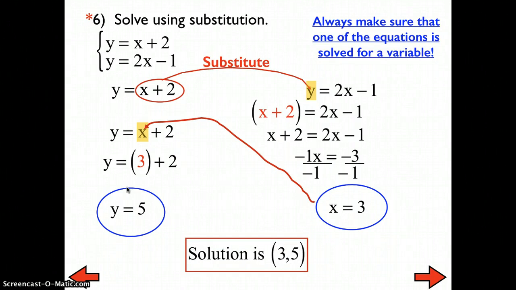Please make sure you do check your work in your homework in order to get full credit. Again, you will just plug in 3 for all the x values, 5 for all the y values, and both of these statements need to be true.